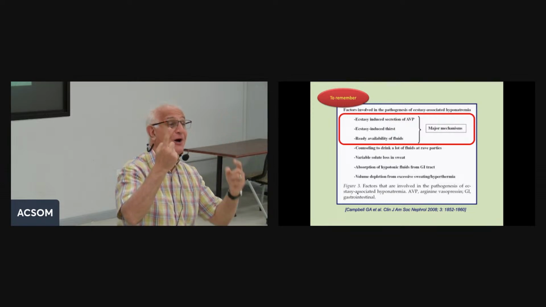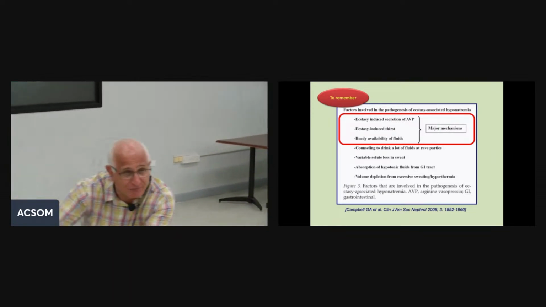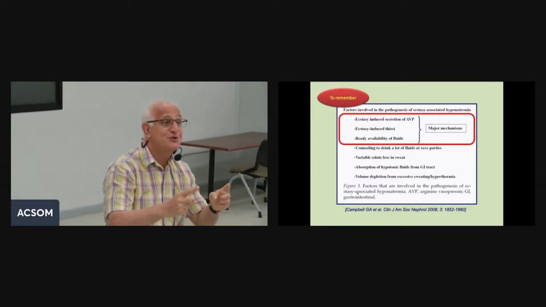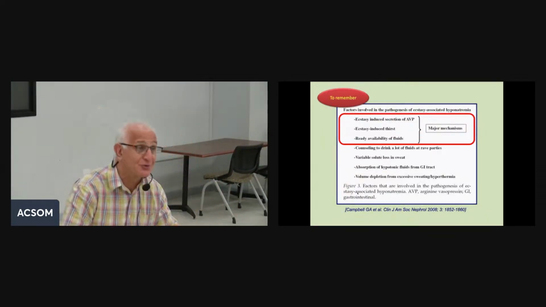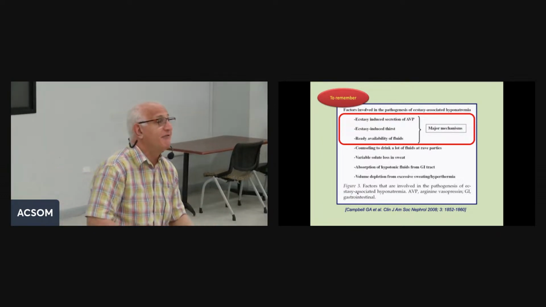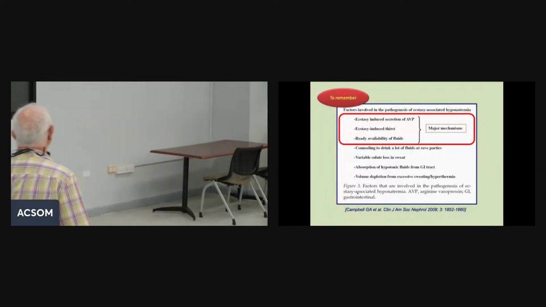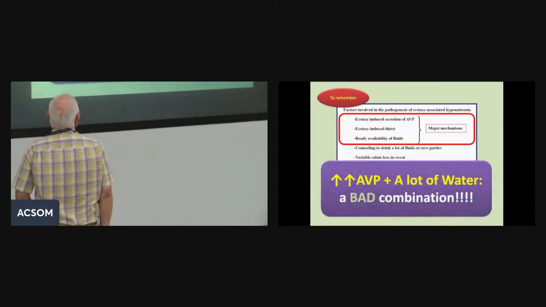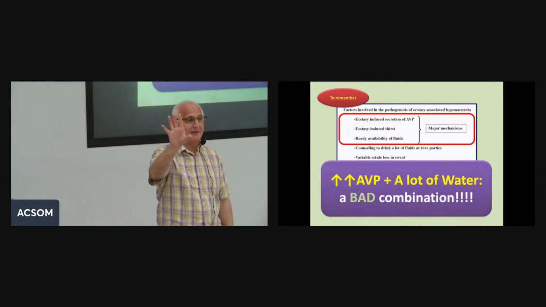My AVP is super high and I drink a lot of water. All the water goes to the distal nephron and will be reabsorbed. You just get my hyponatremia worse. If anything, I should restrict water. So there would be nothing in the distal tubule that the AVP will bring in. Does that make sense? Perfect. High AVP, a lot of water, bad combination everywhere.